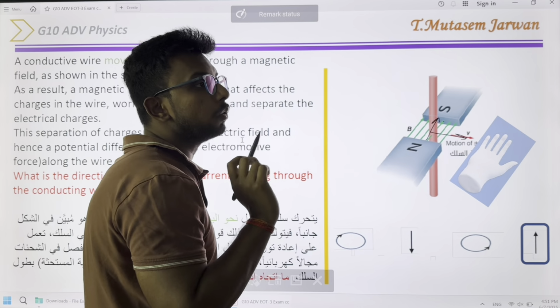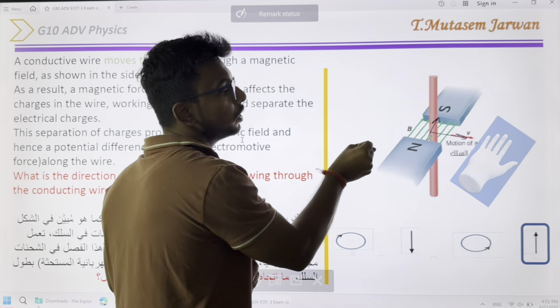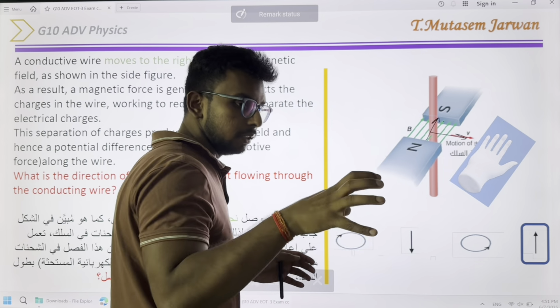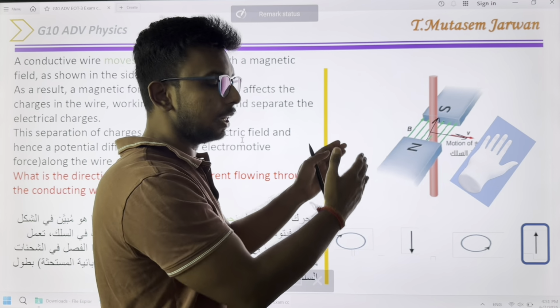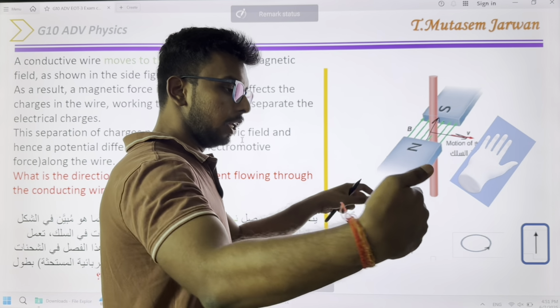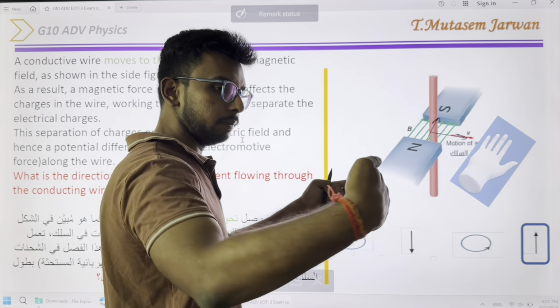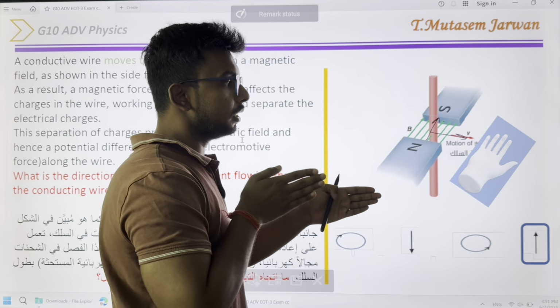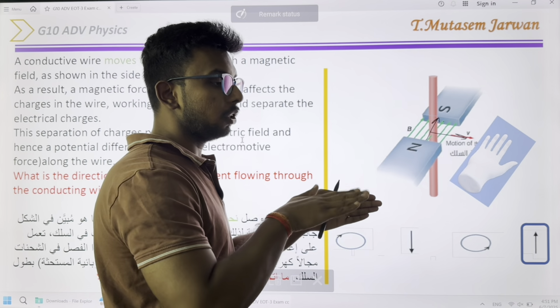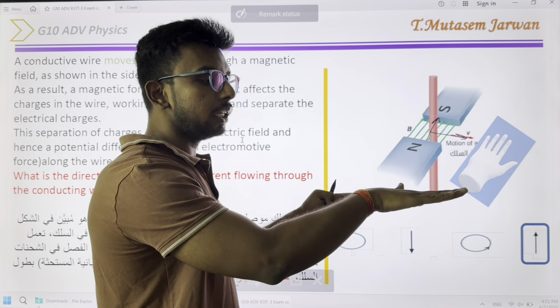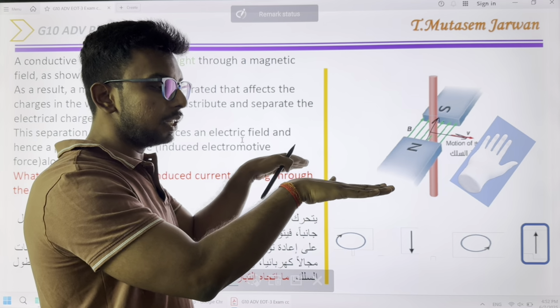So as I told you, what exactly do you have to do? Place your fingers towards the velocity. So let's say this is north, this is south. This is a three-dimensional figure. So the magnetic field is coming from here to here, in this direction. Velocity is in this direction. It is going here. So the rod is going here. The velocity, I'm keeping my fingers in this direction. Towards the magnetic field is here in this direction.